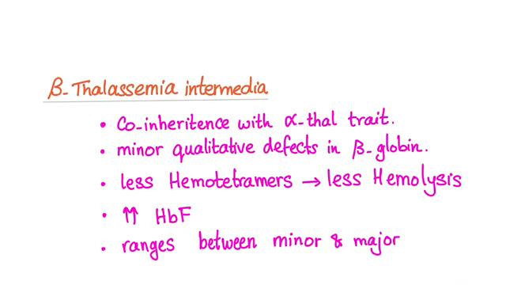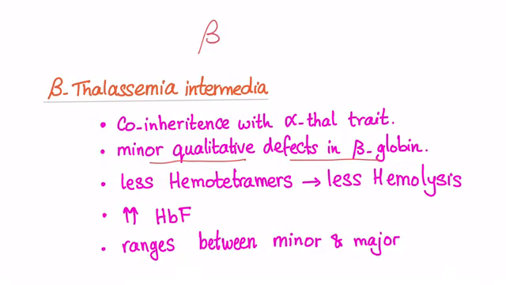Now, the last one, beta thalassemia intermedia. It's an intermediate form. It's not as severe as major, but it's also more severe than the minor beta thalassemia. So there is a co-inheritance with alpha thalassemia trait. So when you have beta thalassemia intermedia, usually you have also alpha thalassemia trait. Fine. Okay, so there is also minor qualitative defect in the beta globin.